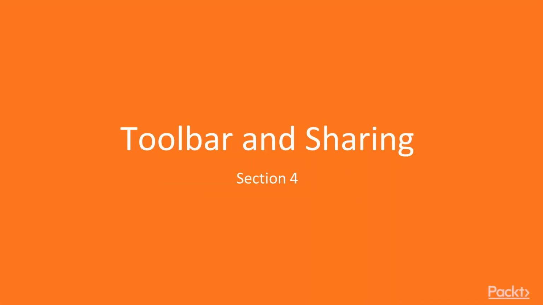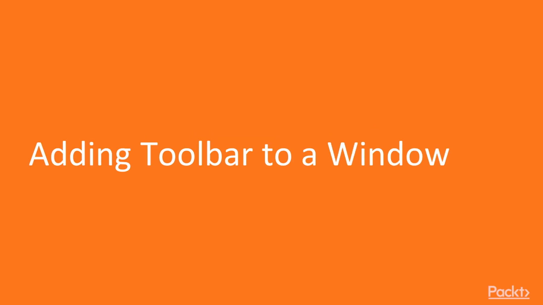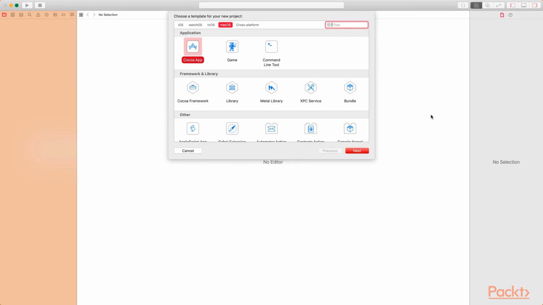Welcome to section 4, where we're going to be learning how to add a toolbar and a sharing service speaker to a macOS app. In this video, we're going to learn how to add a toolbar to a window controller scene. The first thing that we're going to do is to create a new macOS project.